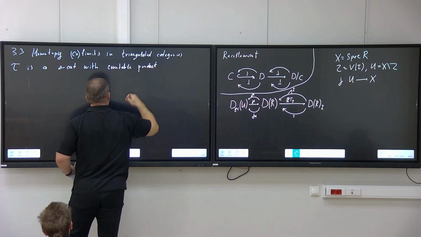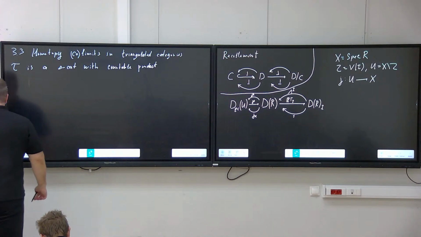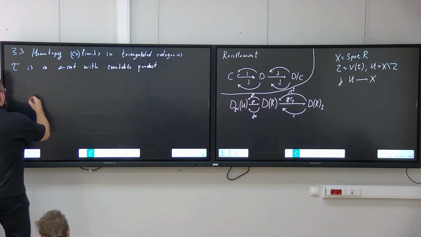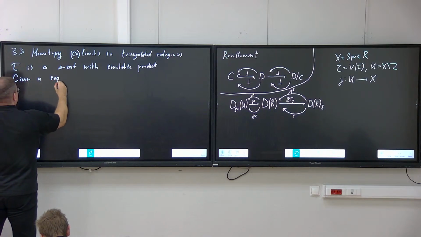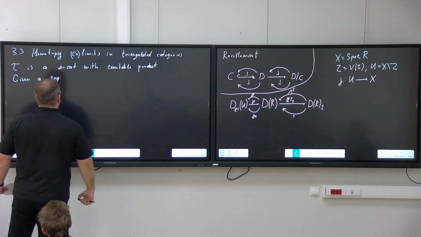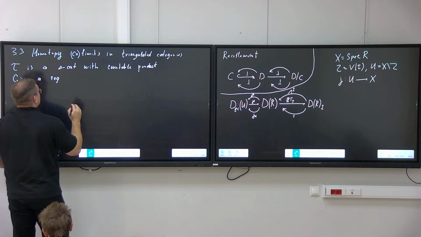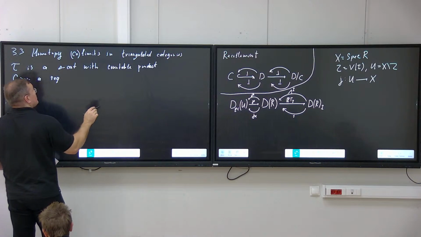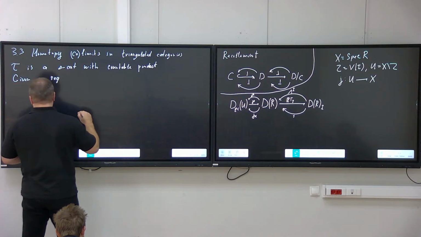Well, I can assume that I have all products, but the countable products will be enough for what I'm going to do. So given a sequence, which is just a sequence for the limit, I'm going to define homotopy limit. This is just a sequence for the limit, which is also called the inverse limit for the inductive system.